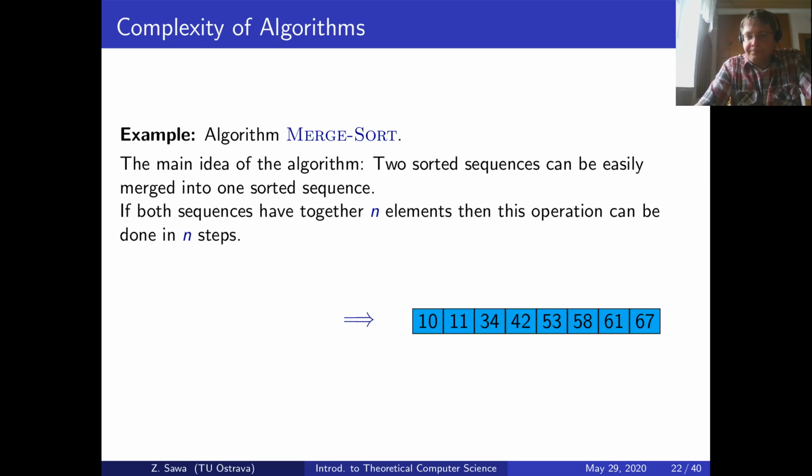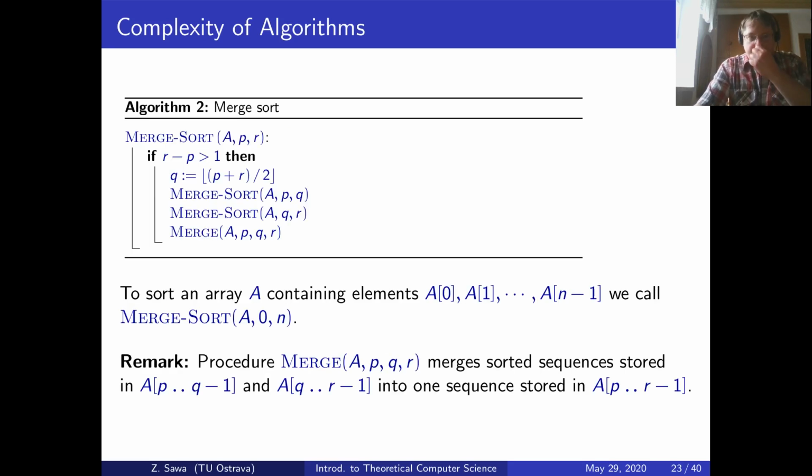So the main part of the algorithm looks like this: it is a recursive procedure where we obtain an array and some range of indexes in this array from P to R, including P and excluding R. So if at the beginning we have an array starting at index 0 and ending at index n-1, we will start with P equal to 0 and R equal to n, and in each procedure we compute where is the half of this interval.